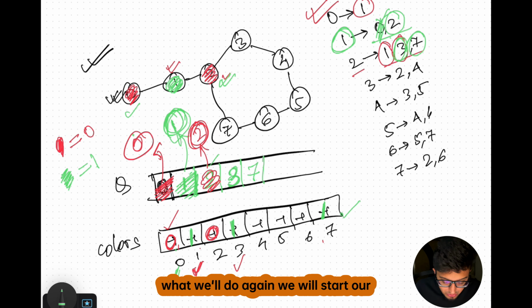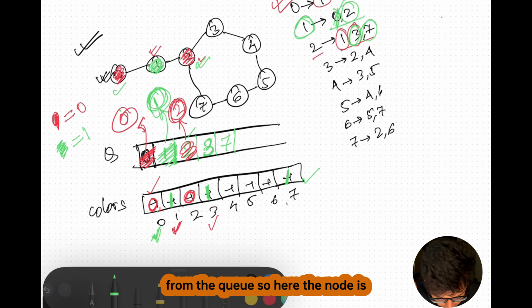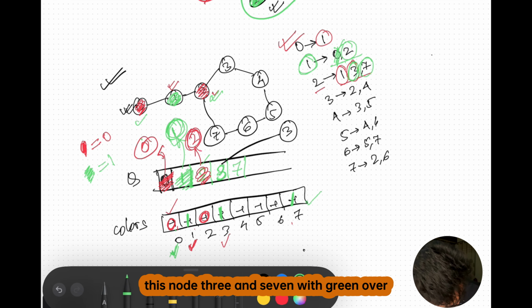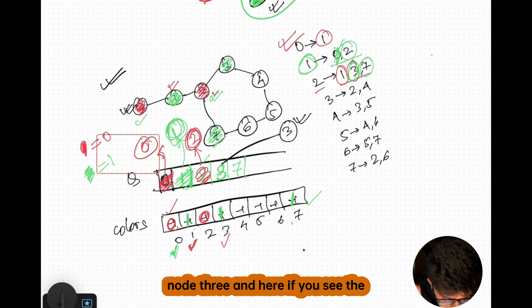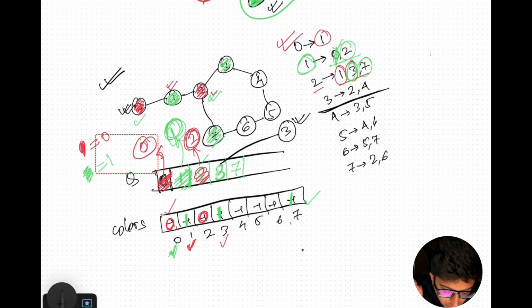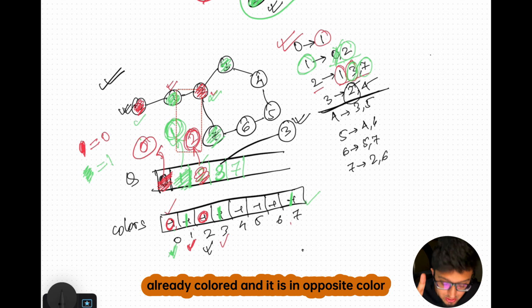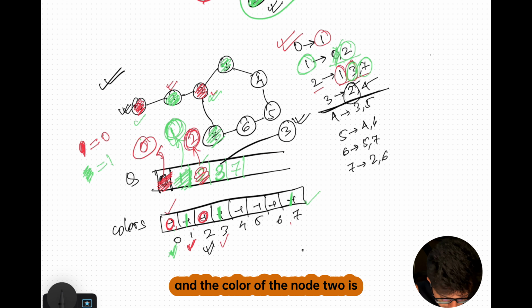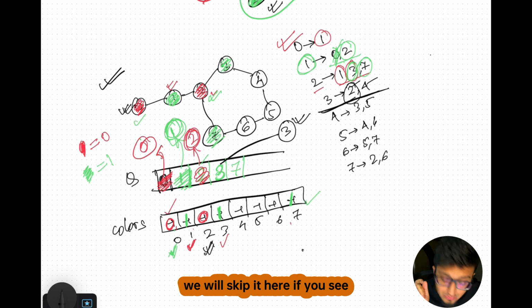Now again we will start our traversal and we will pop out the element from the queue. So here the node is node 3. Let me color node 3 and 7 with green over here. We will check the neighboring nodes of node 3, and here the neighboring nodes are 2 and 4. Node 2 is already colored and it is in the opposite color, because the color of node 3 is green and the color of node 2 is red. So this is a valid combination, so we will skip it.